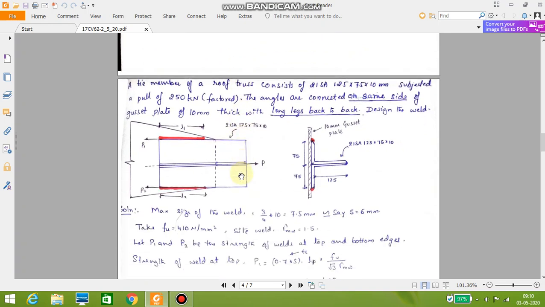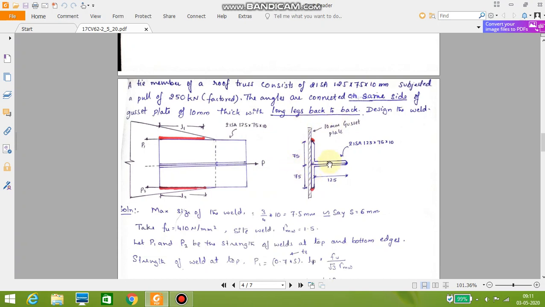Also, let us take a problem here. A tie member of a roof truss consists of two ISA 75 by 125 by 75 by 10 mm subjected to a pull of 250 kilonewton. It is a factored pull. The angles are connected on the same side of gusset plate of 10 mm thick with long legs back to back. Design the weld. So this is how the given problem looks like.